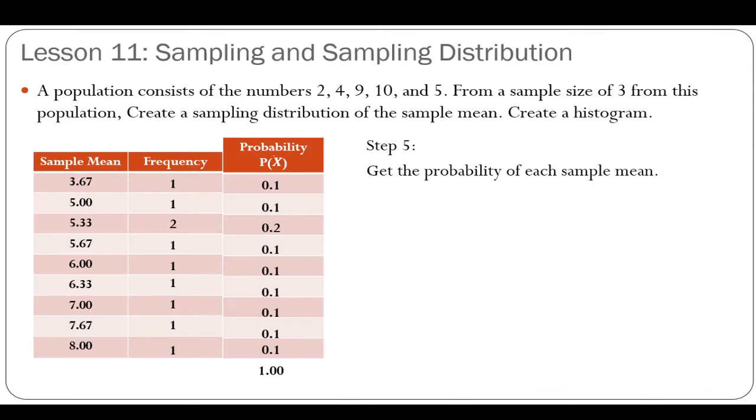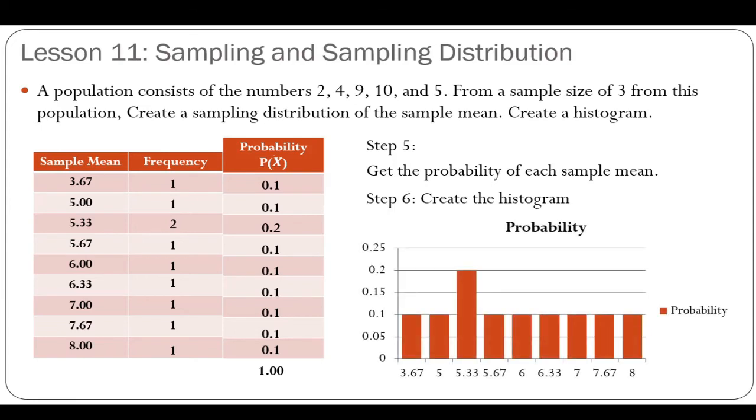Kuha ba? Okay, good. Next, now that we have the probability, let us create the histogram. So again, for the histogram, dapat ganito ang kalabasan niya. Again, on the left, or on the y-axis, is the probability. And for the x-axis is our mean. Nasundan ba? Okay, good.